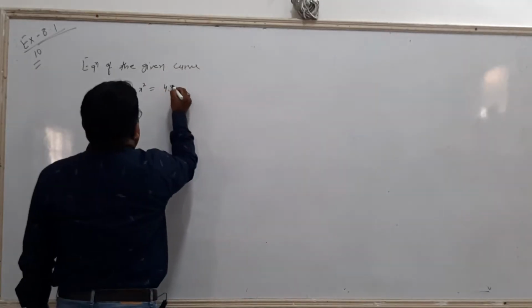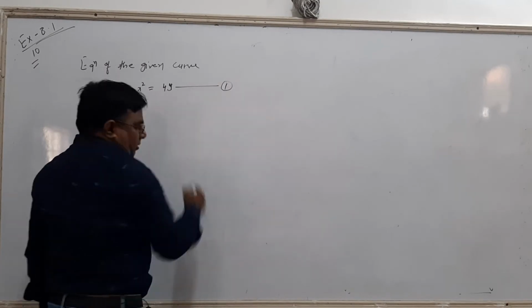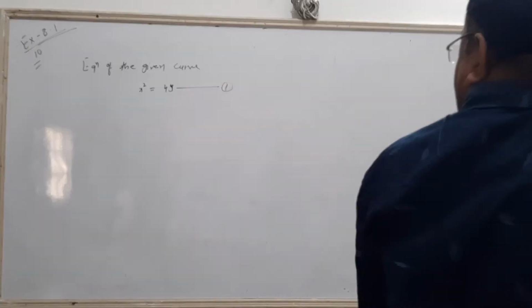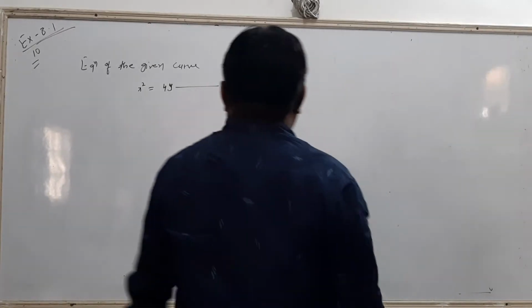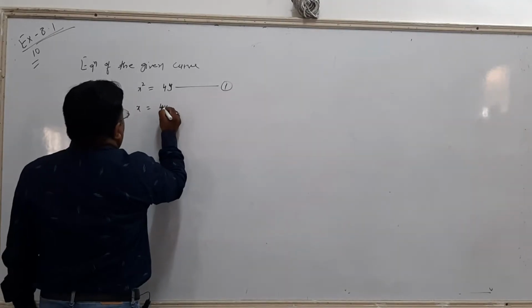This is a parabola. Now the second curve is given as a line, and the line is x equals to 4y minus 2. X equals to 4y minus 2.